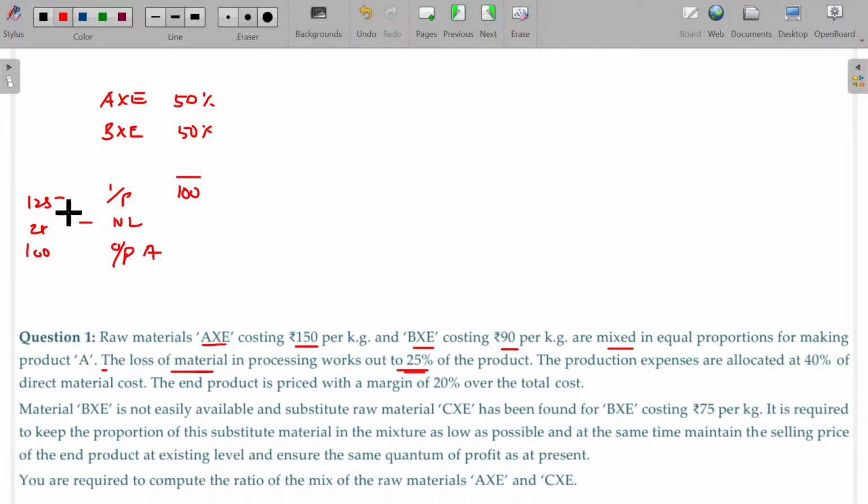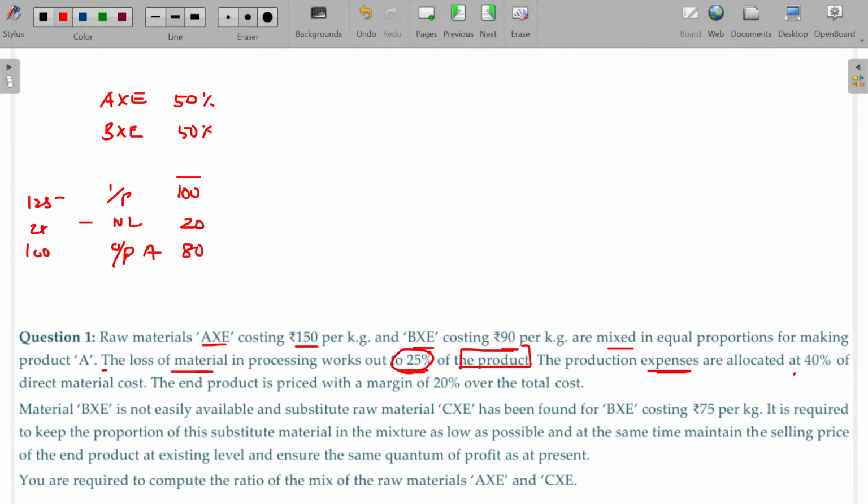On the output, 25% is lost. So if the input is 125, 25 may be lost and 100 will be the output. Otherwise, if 100 is equal to the input, then normal loss should be 20 and output should be 80. Is that clear? So the 25% of the product means output. If the A being 100, normal loss should be 25. Then input before normal loss should be 125. After the loss, it may be 100.